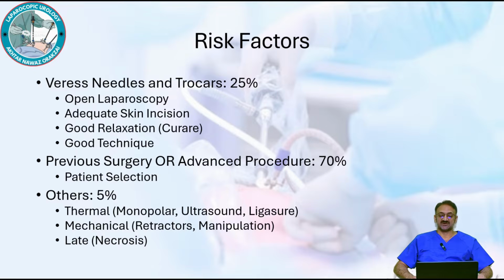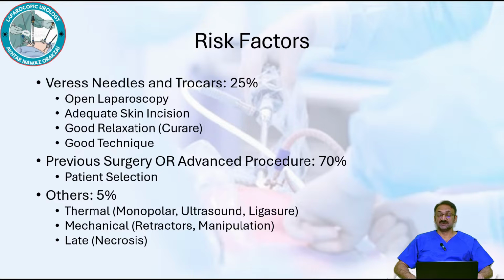Adequate relaxation or curarization is important. Atracurium is given as a muscle relaxant to the patient in whom laparoscopy is being performed. So one has to wait for the relaxation to be complete. Only when all the skeletal muscles are relaxed should one place the trocars and the Veress needle. And a good technique should be emphasized.